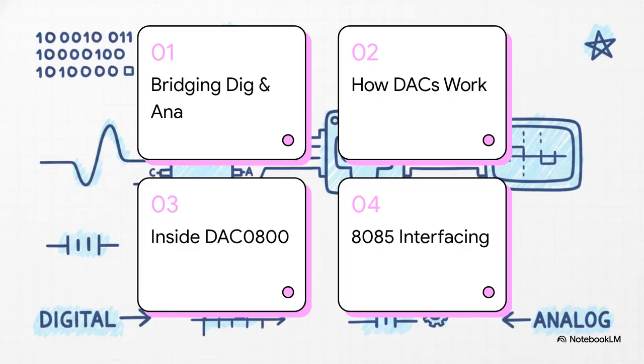Here is a quick look at our agenda. 1. Bridging digital and analog. 2. How DACs actually work. 3. Taking a look inside the DAC 0800. And 4. Interfacing it with the 8085 microprocessor.